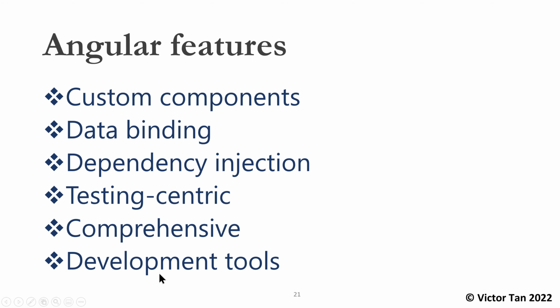Alright. Now let's talk about the features of Angular, which we are going to examine in a bit more detail in another lesson. But these are some of the features that make Angular very attractive to use. It's got custom components, data binding, dependency injection. It is very testing centric, which means it generates a lot of test harnesses for you to do testing straight off the bat. It's very comprehensive, which means that when you fully master the Angular framework, you don't actually have to learn anything else.